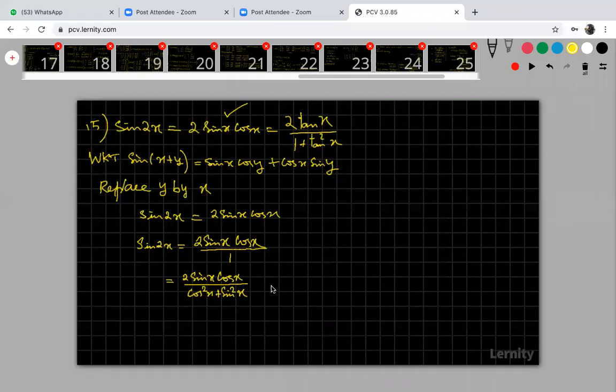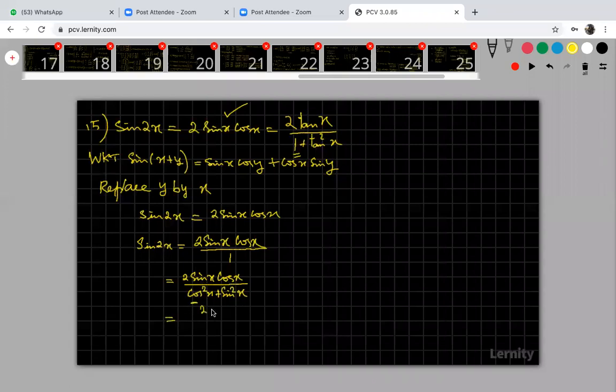Okay. So look at the proof. This is 2 tan x by 1 plus tan square x. This is the answer. Here I need 2 tan x, but sin x and cos x is there. And similarly, look at this term. The denominator's first term is cos square, but it should be 1. How to make that cos square 1? Divide by cos square. So denominator also divide by cos square, numerator also divide by cos square.